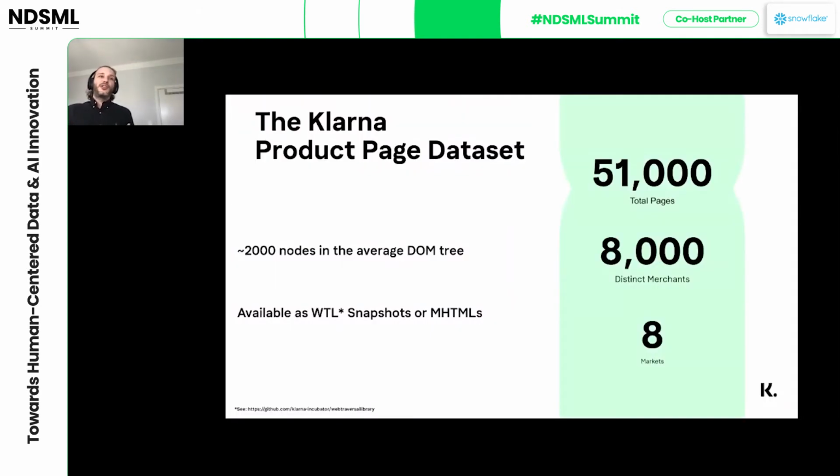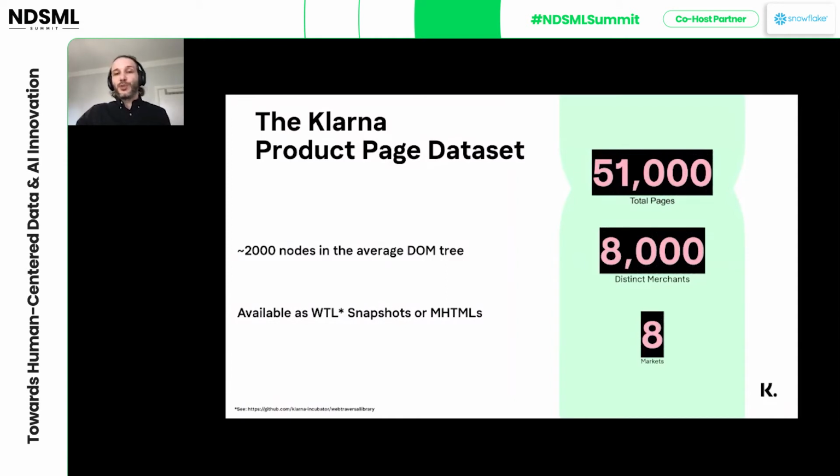So today we're going to be making public this Klarna product page dataset. And this dataset has around 50,000 individual product pages from 8,000 distinct merchants, from 8 different markets. We have a bunch of languages represented, most significantly English, German, Swedish, and Finnish, but several other languages are present as well. It's therefore substantially more diverse than the SWDE dataset.